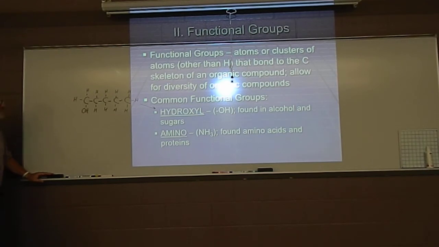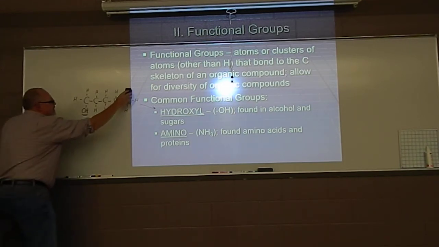So the first one is called the hydroxyl group. It's an oxygen with a hydrogen attached to it. And these are found in sugars and alcohols. All right. So if you see a bunch of these on a carbon chain, you're going to think that it's some sort of sugar, more than likely, or an alcohol.